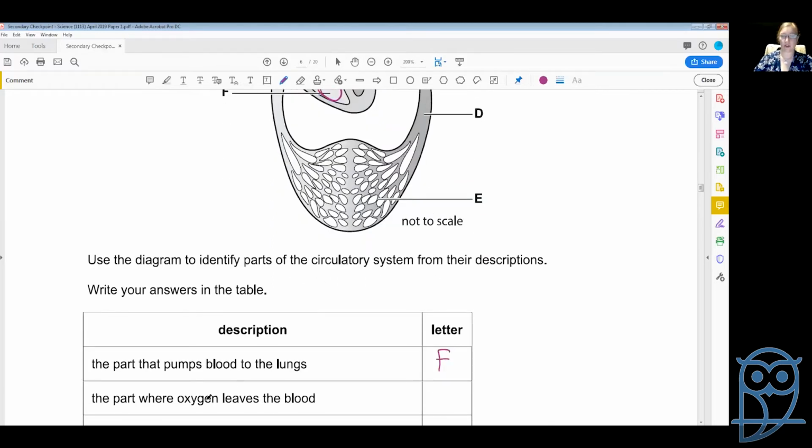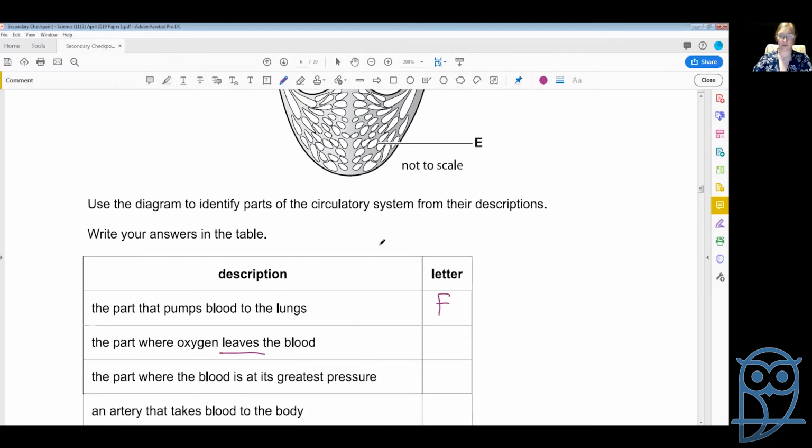The part where the oxygen leaves the blood. So that is over here in the capillaries where your blood is giving the oxygen that it has to the cells to be able to be used. So that would be letter E.